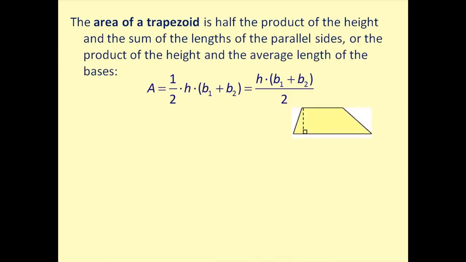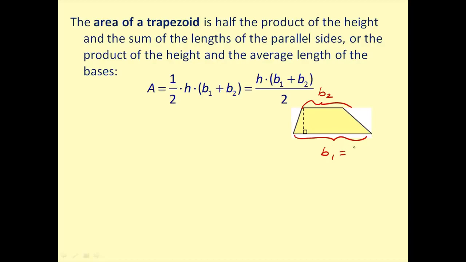Let's move along to what's probably the most involved area formula. It is the area of a trapezoid. The area is equal to half the product of the height and the sum of the lengths of the parallel sides, or the product of the height and the average length of the bases. This would be base 1, this would be base 2, and of course this is the height.